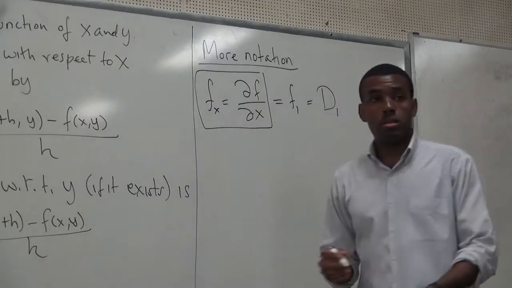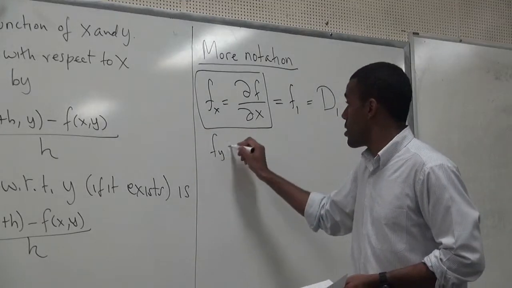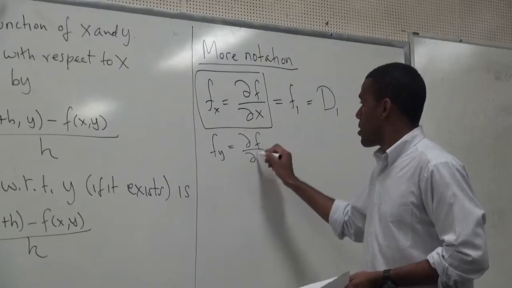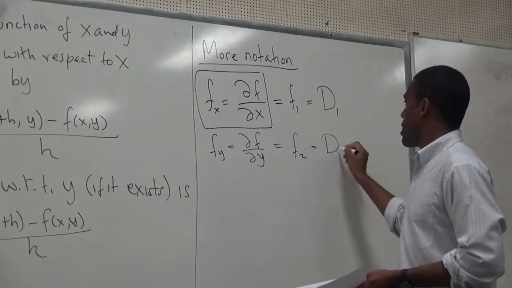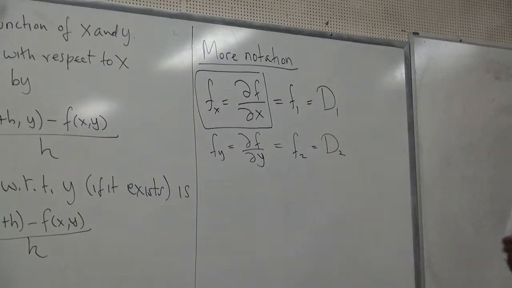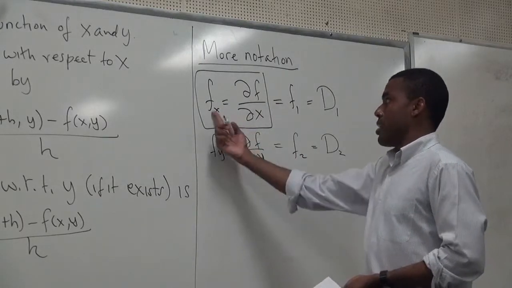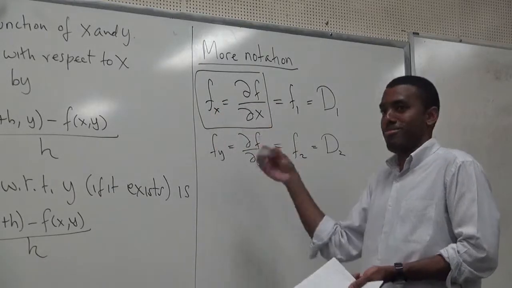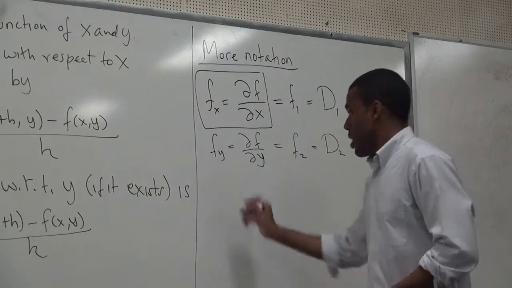So f1 is with respect to x? Right. And f2? F2 would be y. And if you have z, you'd call it f3, and so on. You'd number your variables. But these are the two most common ones. I like writing this because it's fewer marks to put down on the paper.